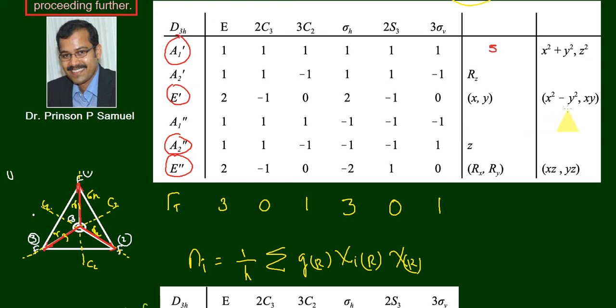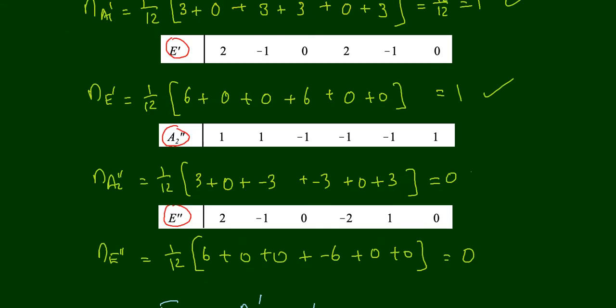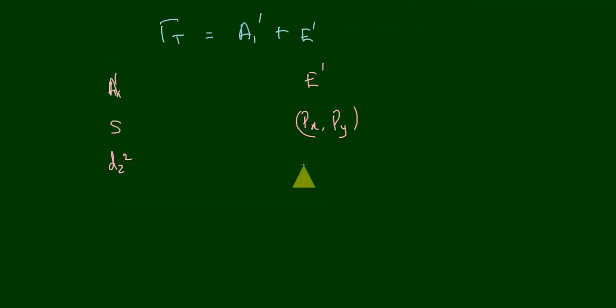Okay, these ones. Then we have another degenerate set, that is dx² − y² and dxy. That also we have to write: dx² − y², then dxy. Okay, these are also a degenerate set. It means that they transform together. Px and Py transform together, and these two d orbitals also transform together.